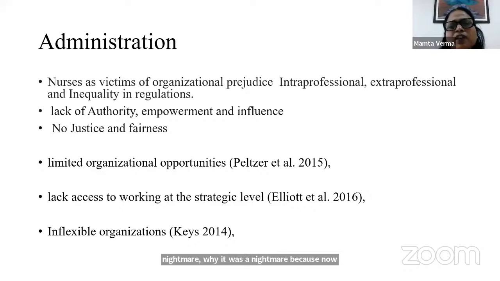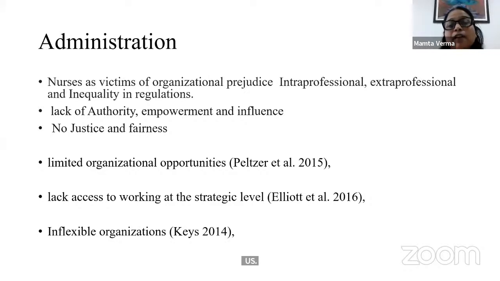Because nurses were victims of organizational prejudices. I don't have any odd feelings to express, very truly. There were prejudices intra-professional. There were prejudices or biases extra-professional, and there was an inequality in regulations. I think the media reports were flooded with the kind of accommodation arranged for the nurses and the kind of accommodations or services arranged for other healthcare professionals. Sometimes there was a fight or conflict between the professions, between the nursing officers and with us. So it was an organizational prejudice which everybody has felt.